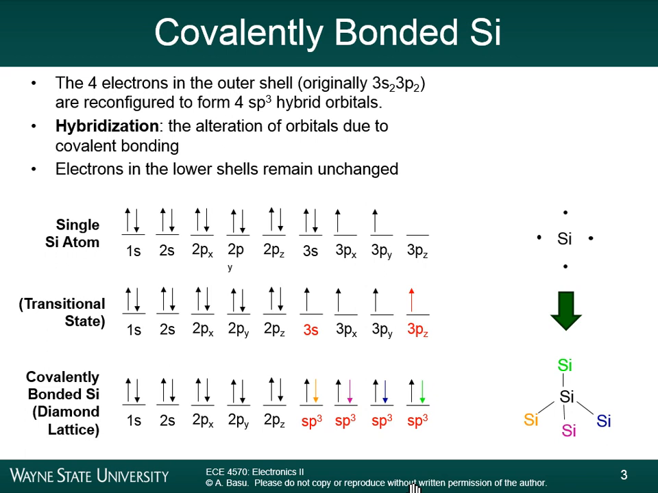One other point I'd like to mention is that the electrons in the lower shell remain unchanged. In the single silicon atom, you have the 1s, 2s, and the 2p x, y, and z. You still have the same thing in the covalently bonded silicon. What changed was the outer shell electrons, the ones in the third energy level. They became the hybrid ones. Any questions on this?